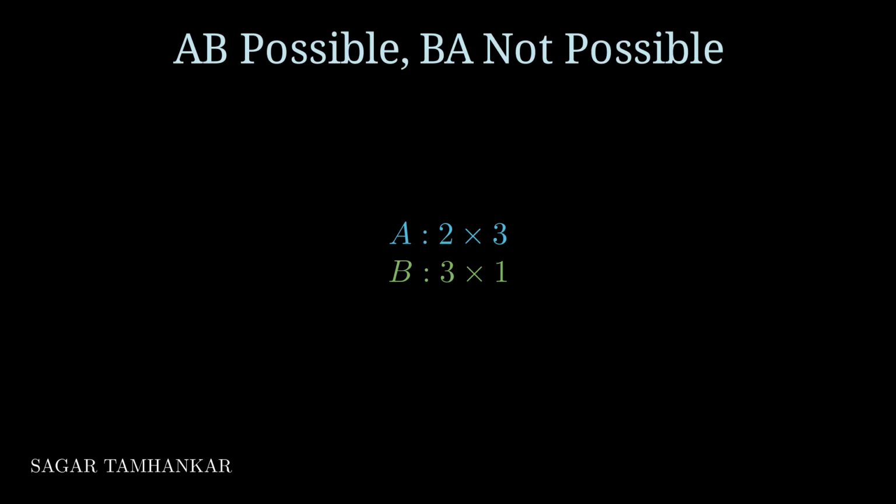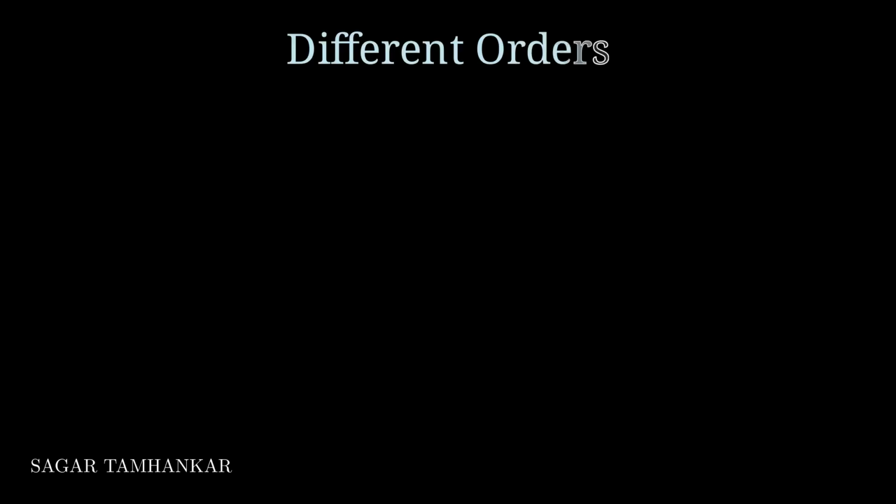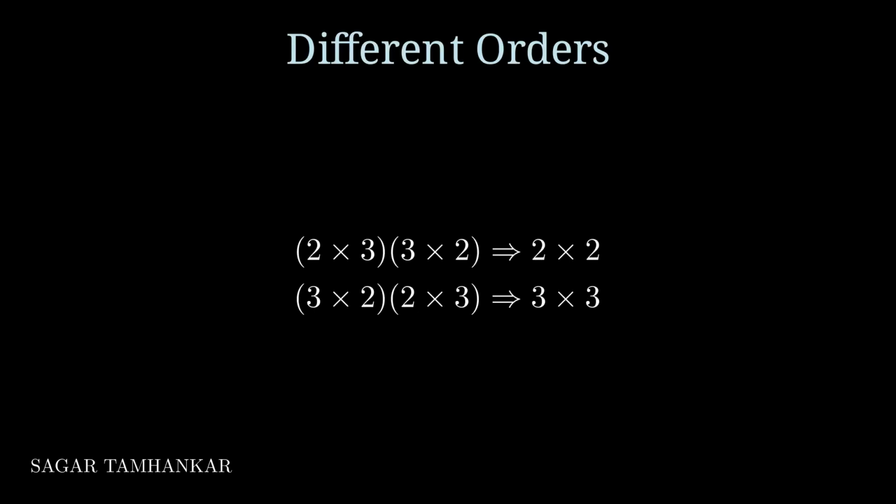Consider a 2 by 3 matrix and a 3 by 1 matrix. The inside numbers match, therefore AB exists. But the inside numbers do not match, therefore BA is not possible. Both products exist, however the answers have different orders.